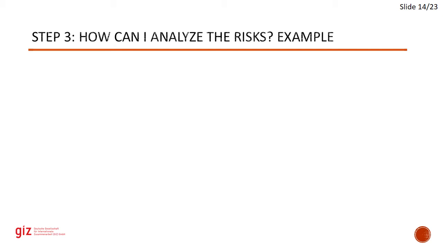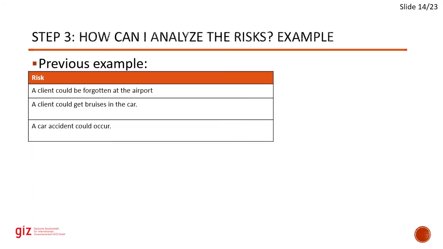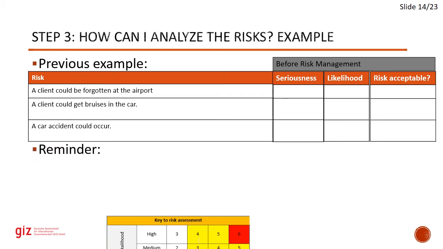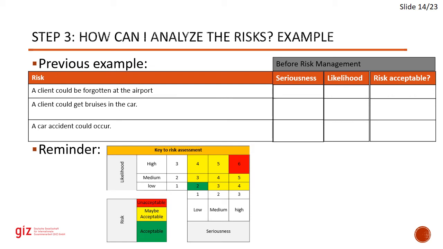Let's continue with our previous example. We had identified some risks. Let's now assess seriousness, likelihood, and whether the risk is acceptable. Now it's important to keep in mind that here we assess the risk before risk management, so before there are any formal rules in place to decrease these risks. As a reminder, I'll put the risk assessment key here. Let's go over the first example.